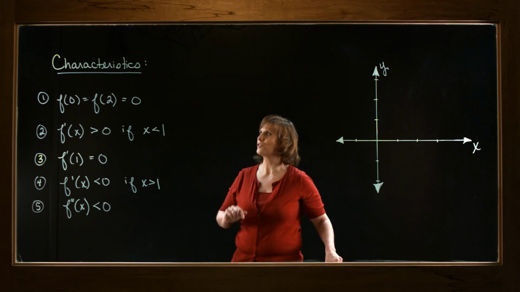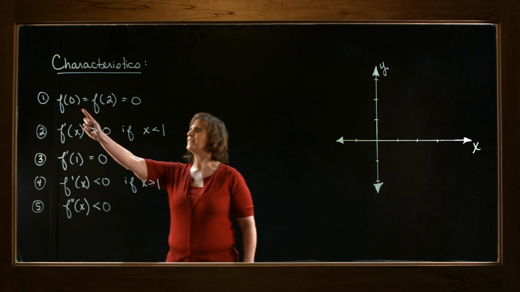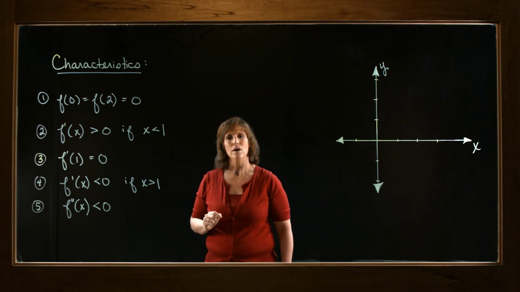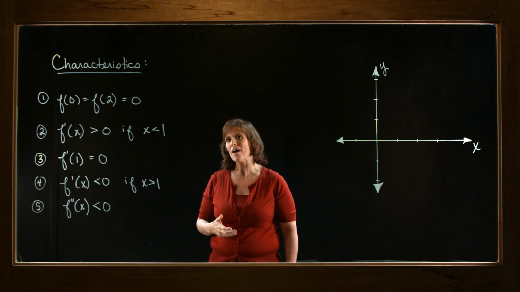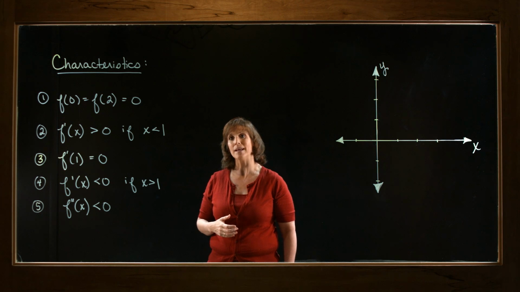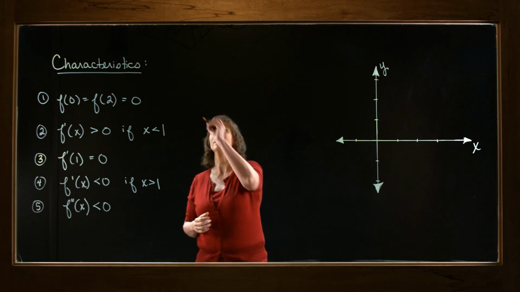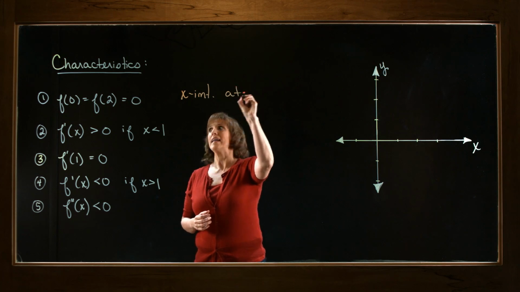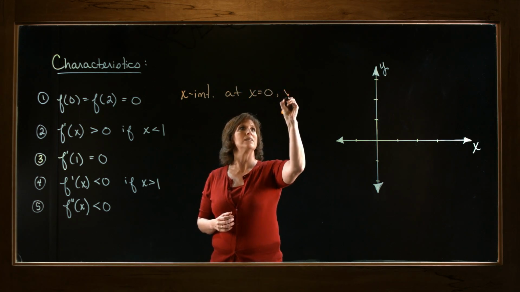Let's take a look at that first criteria. f of 0 and f of 2 are exactly the same thing, and they equal 0. Well, what this tells me is that my graph has x-intercepts at x equals 0 and x equals 2. So we have x-intercepts at x equals 0 and x equals 2.